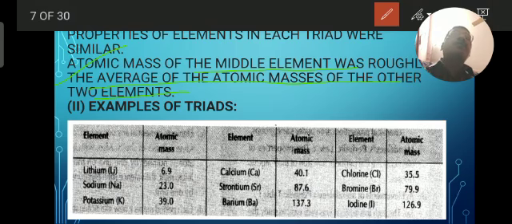As I told you, in the case of lithium 7 and potassium 39, the average of 7 plus 39 divided by 2 is 46 by 2, that is 23.